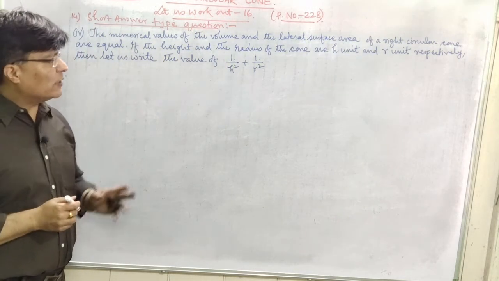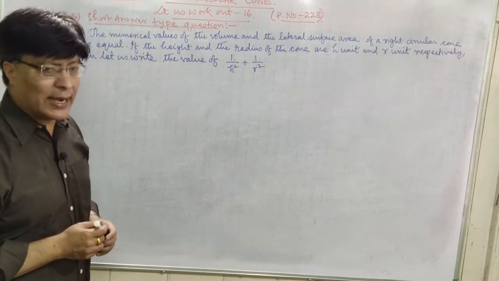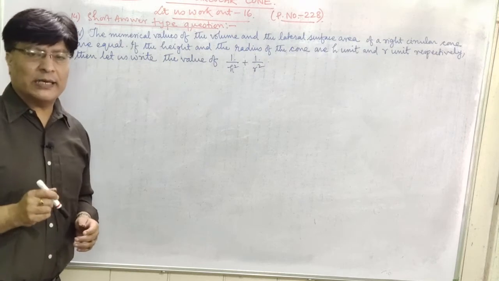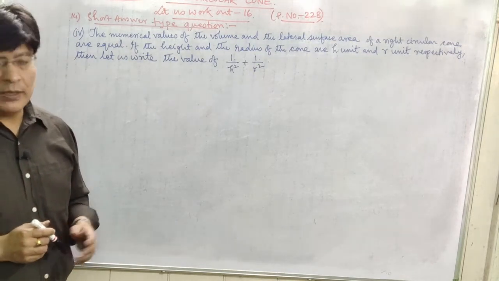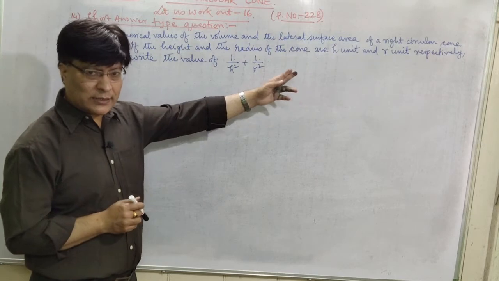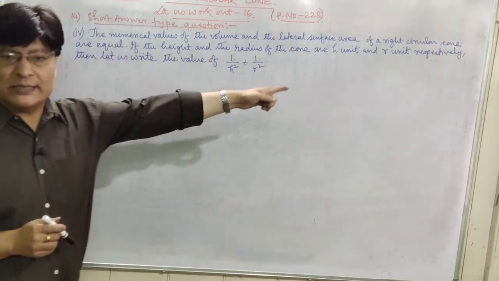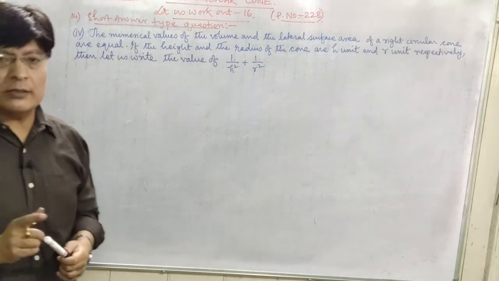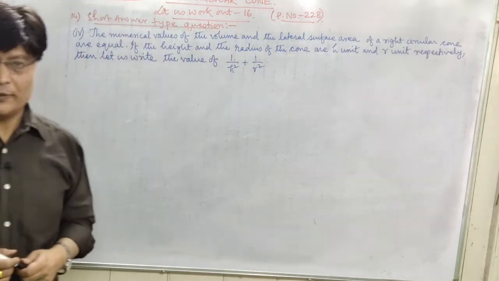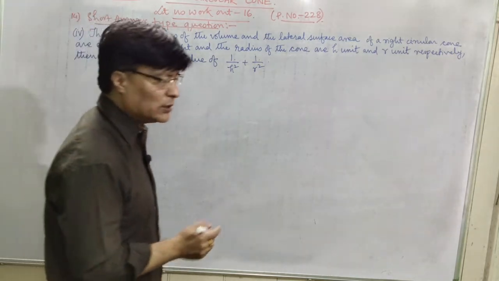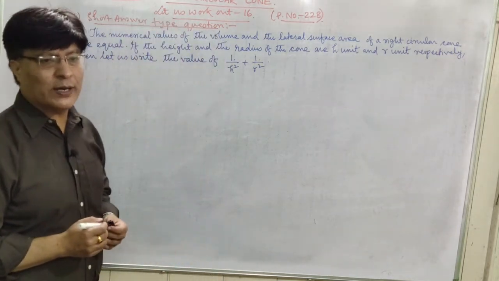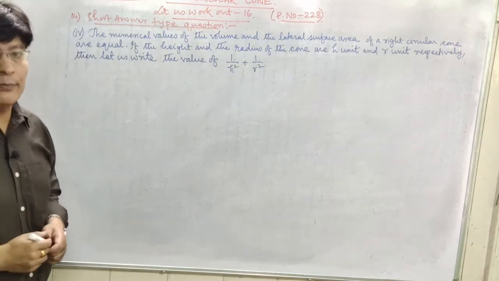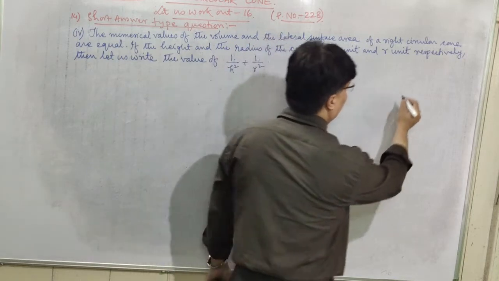And if the height and the radius of the cone are h unit and r unit respectively, then let us write down the value of 1 upon h square plus 1 upon r square. Okay, so I think you have understood the question. So let us get the value for 1 upon h square plus 1 upon r square, where h is the height of the cone and r is the radius of the base of the cone. So let us draw the figure here.